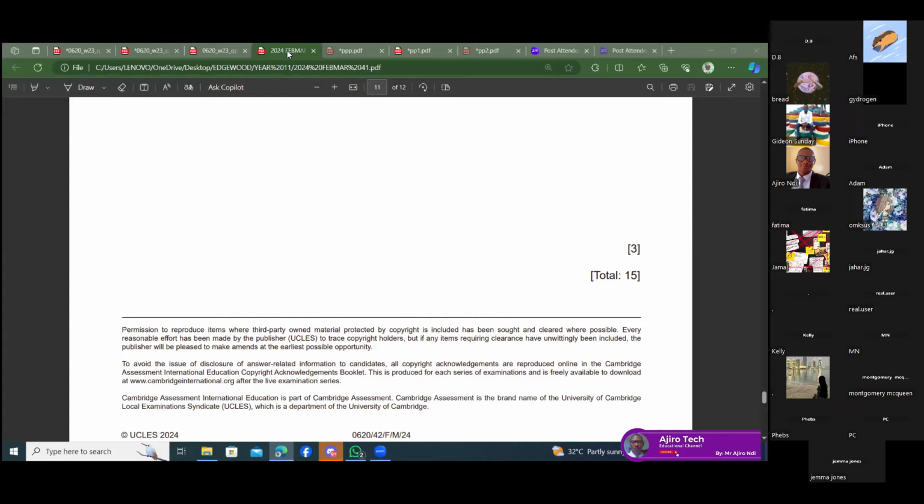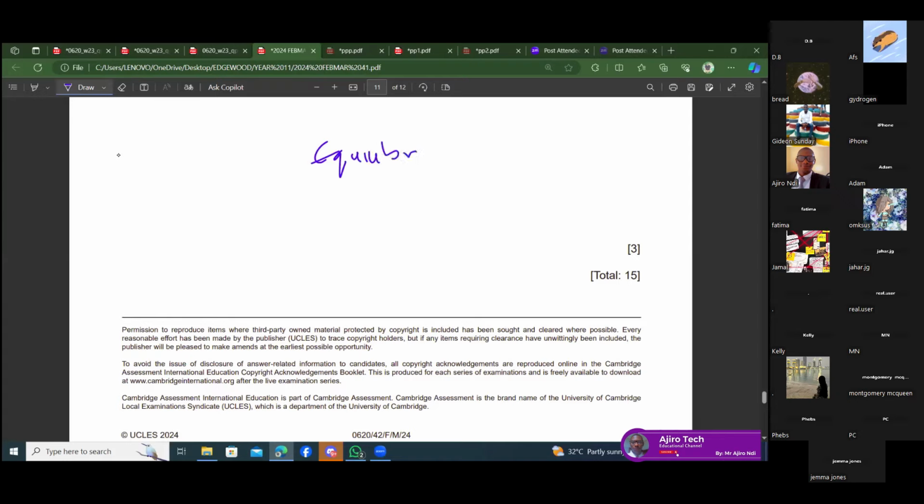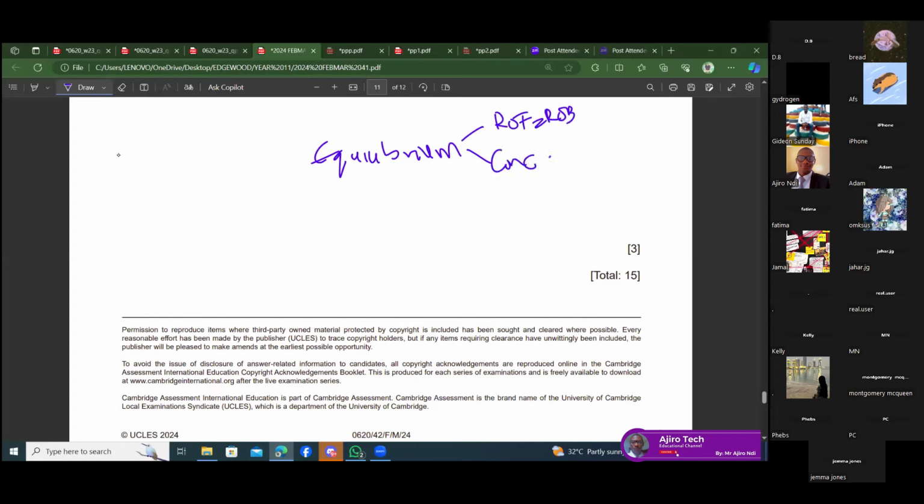From the examiner's report, most people could not explain equilibrium properly. So take note of this. I told you in this class that if you are explaining equilibrium, two things are important. The rate of forward reaction is equal to the rate of backward reaction, and the concentrations of reactants and products are constant. Most students wrote that the concentrations of reactants and products are the same. No, they are not the same. So these are some of the difficult questions.